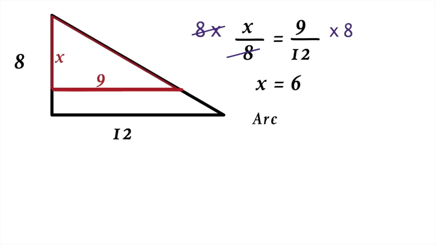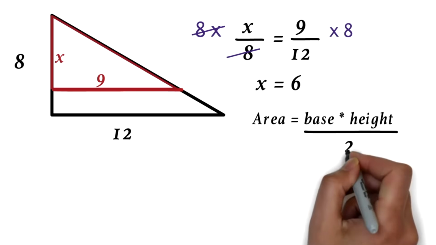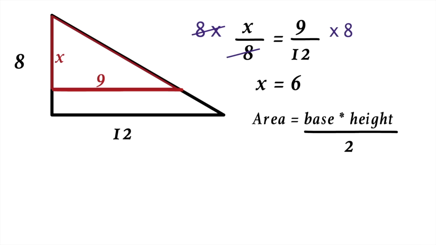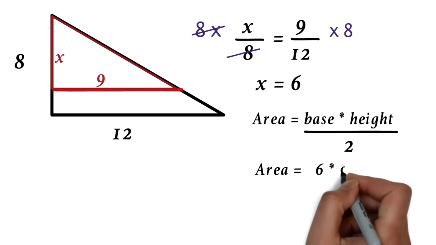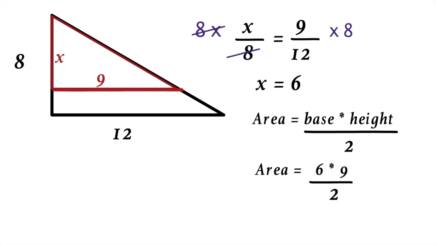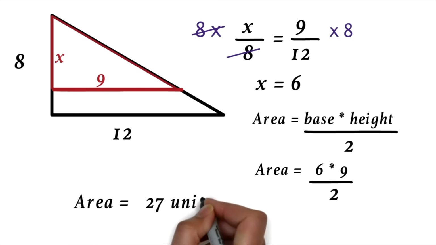The area of a triangle is 1/2 base times height, or simply put, base times height over 2. This formula will be given on the GED test, so don't worry about it. So the area of the smaller triangle is 6 times 9 over 2. Work it out. This will give us an area of 27 units squared.